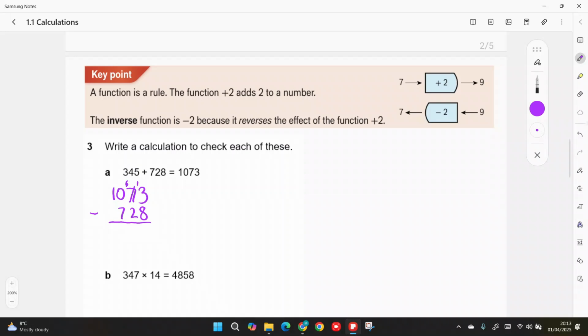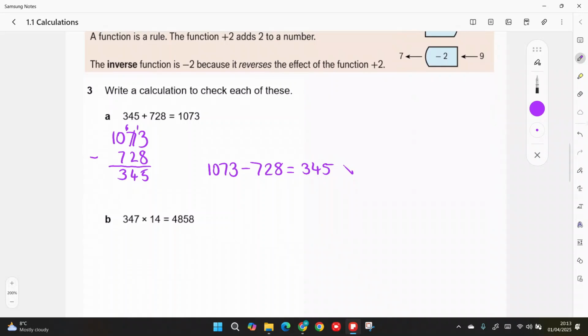So by quickly doing this calculation here, of course I would get 5 there, I'd get 4 here, and then 10 take away 7 is 3. So I get 345. So we would write 1073 take away 728 does equal 345.